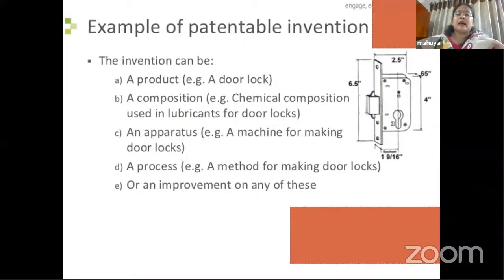I'm giving an example of a patented invention. The invention can be a product, for example a door lock. A door lock is a product. It may be patentable if the door lock has a new functional arrangement, or the key has a new inside design, a different mechanical arrangement. The chemical composition of the lubricant used in the door lock may be patentable. An apparatus, a machine for making door locks, may also be patentable. A process, a method for making door locks, is also patentable, or any improvement upon it.